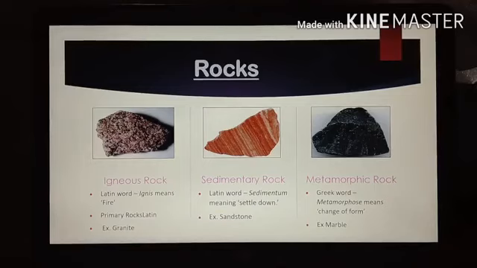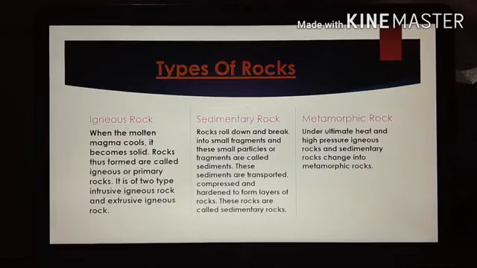The last one is metamorphic rock. The word metamorphic comes from the Greek word metamorphos, and it means change of form, and its example is marble. Now let's see the definitions of these rocks.